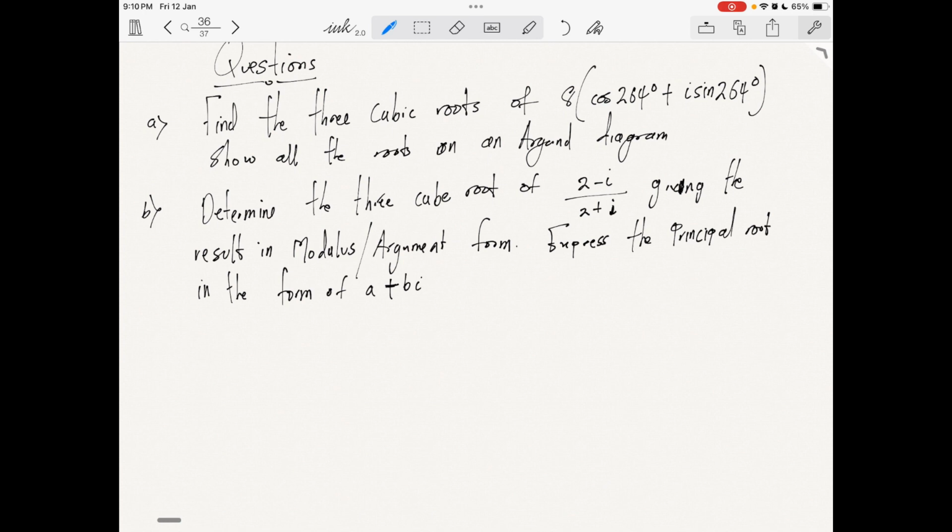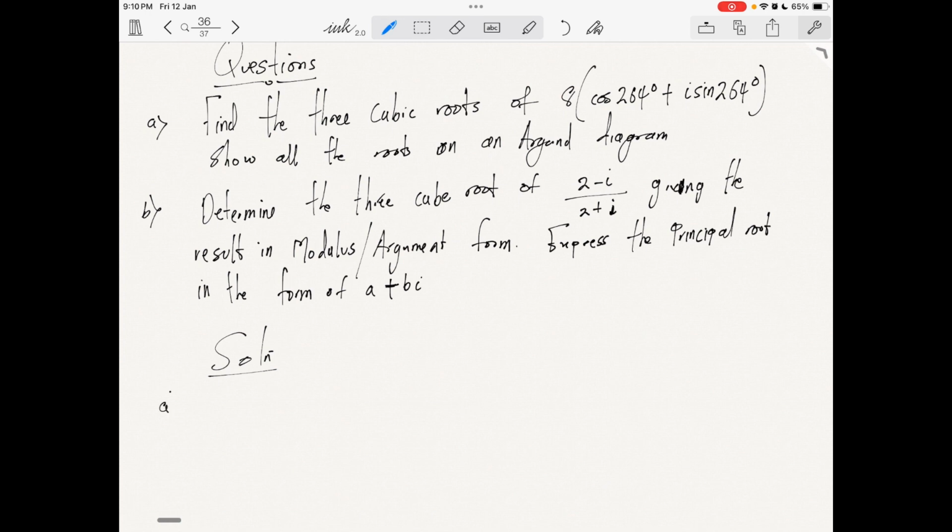i), and we can express the result in modulus-argument form, and in special order we also express the principal root in the form a + bi. So let's start with the first one. We want to evaluate the 3 cube roots of 8(cos 264 degrees + i sin 264 degrees).